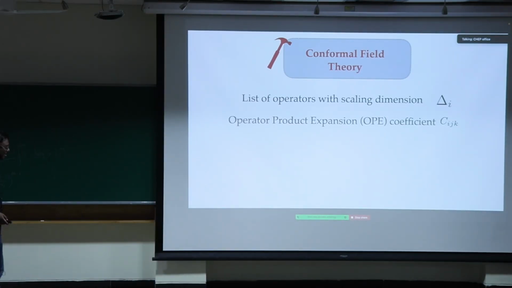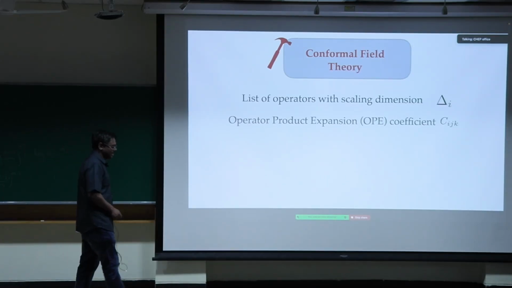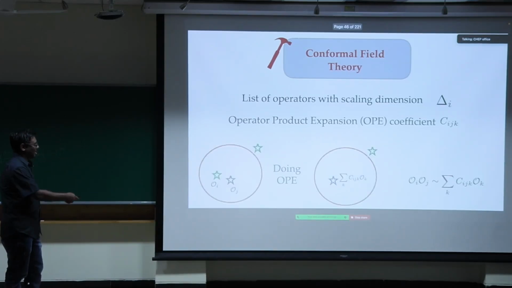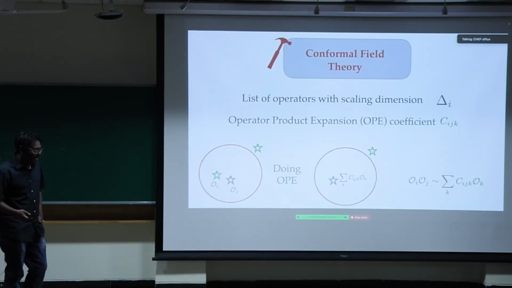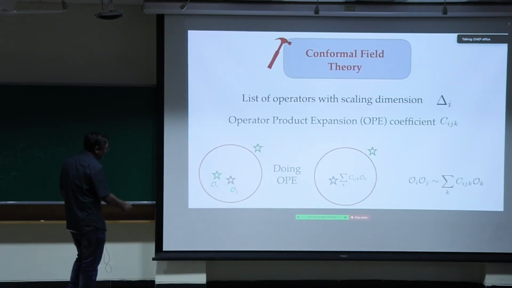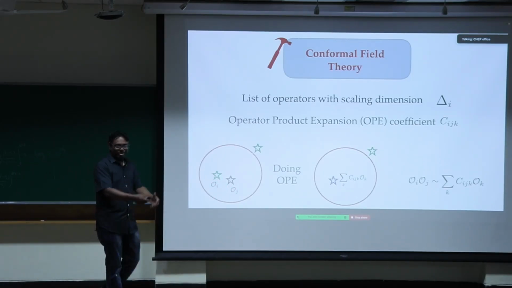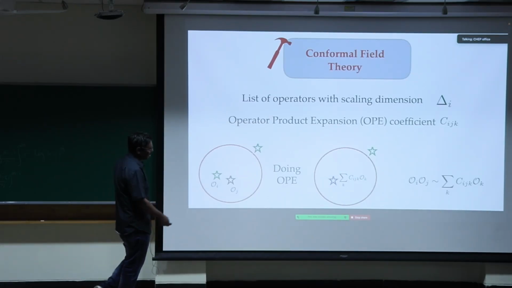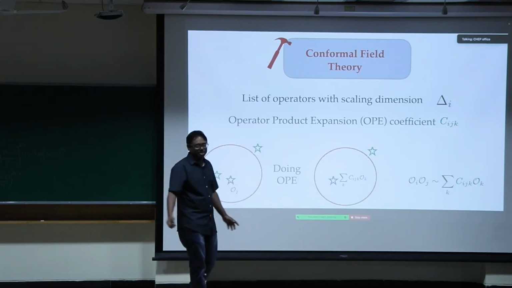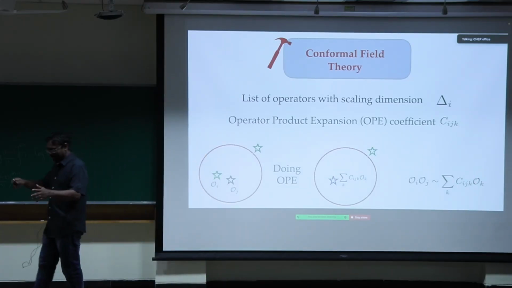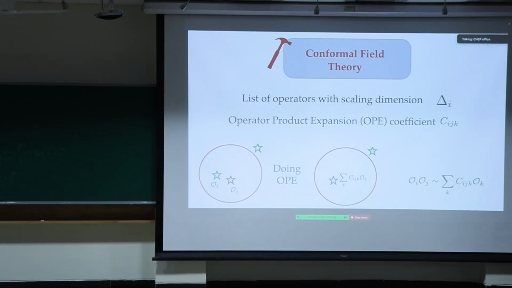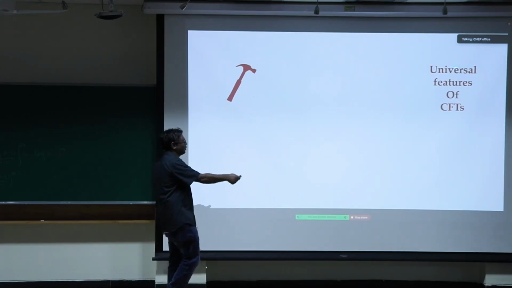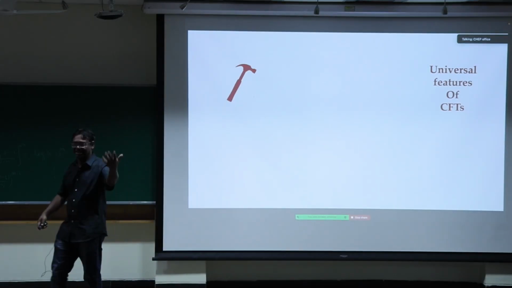So the main game is to figure out what this data is and whether there are universal features in this data. And to explain the operator product expansion coefficient, just imagine doing a Taylor expansion kind of thing. So you have one operator here, one operator there. You basically put those operators very close to each other, and you can expand them in terms of other local operators. And C_ijk are like expansion coefficients. So this is roughly speaking doing a Taylor expansion in some operator space. Okay. So we have a tool. We want to know these universal features of CFTs in the delta_i's and C_ijk.